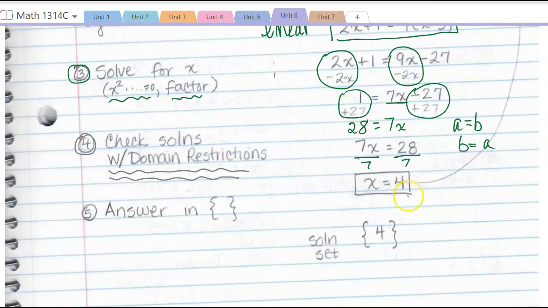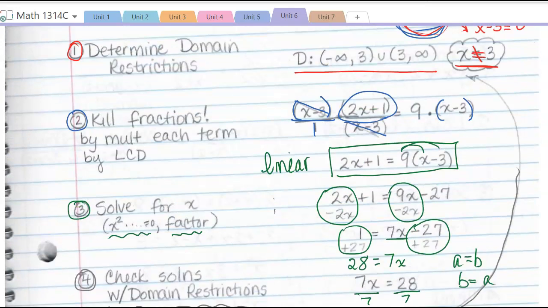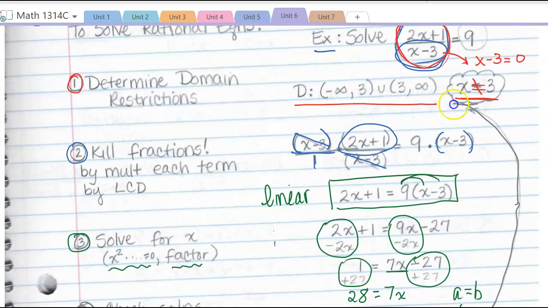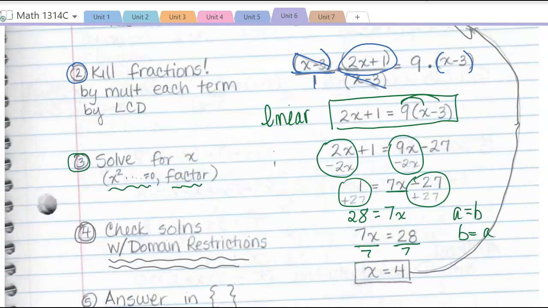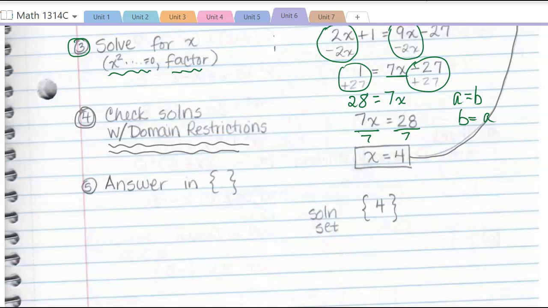So that means I need to take a look at this x is equal to 4 all the way up here with our domain. And our domain says, as long as it's not equal to 3, you're okay. So we had x is equal to 4. It's in this range of our domain, so we're good to go. And that means the last thing we need to do is to write our answer in a solution set. So this is our solution set for x. And that concludes this video.